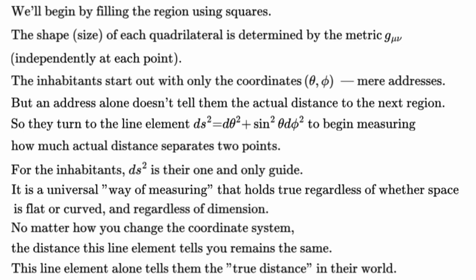For the inhabitants, ds² is their one and only guide. It is a universal way of measuring that holds true regardless of whether space is flat or curved, and regardless of dimension. No matter how you change the coordinate system, the distance this line element tells you remains the same. This line element alone tells them the true distance in their world.